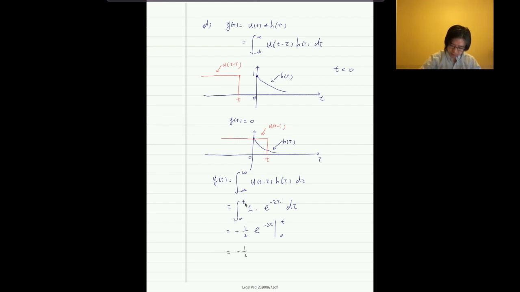half e to the negative 2t, and then minus negative half, right? That equals half, let's write things together, 1 minus e to the negative 2t. Okay, and clearly this is the case where t is bigger than or equal to 0. Okay, and then we're done. We only have these two special cases.